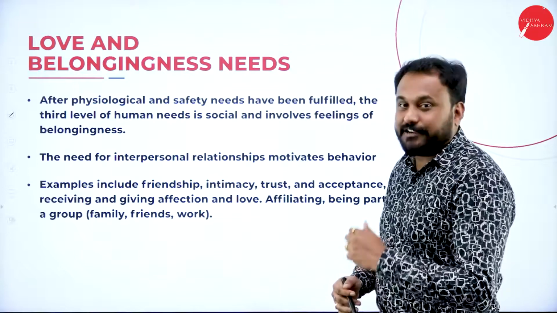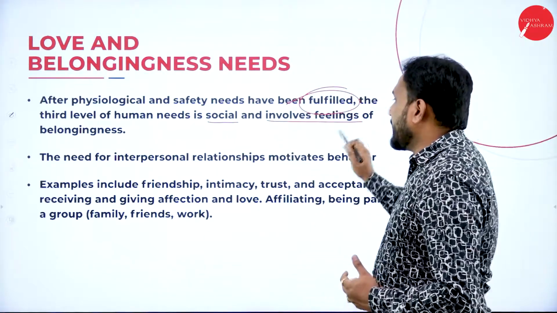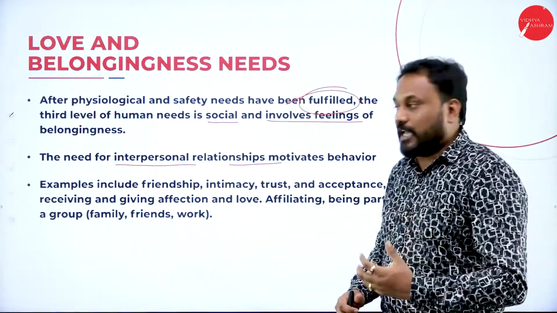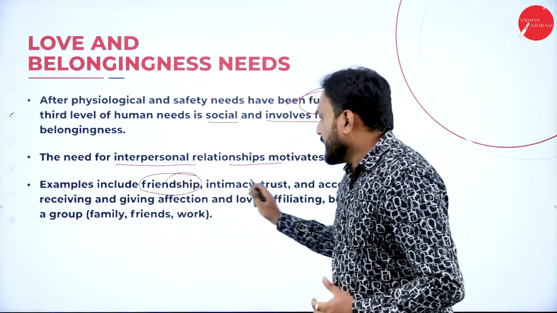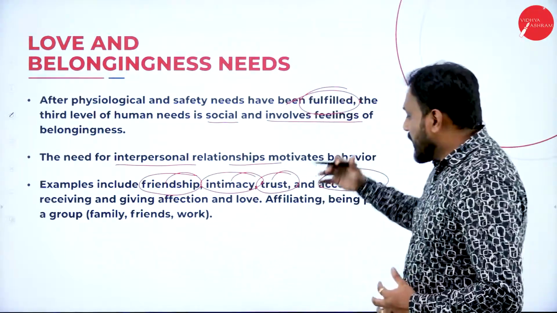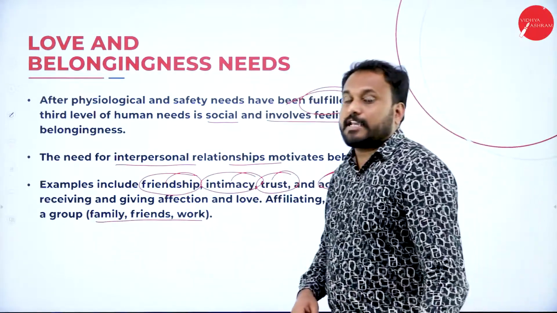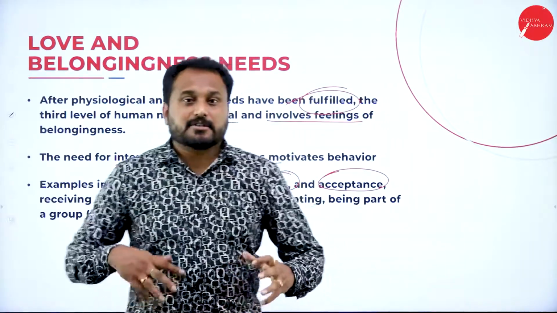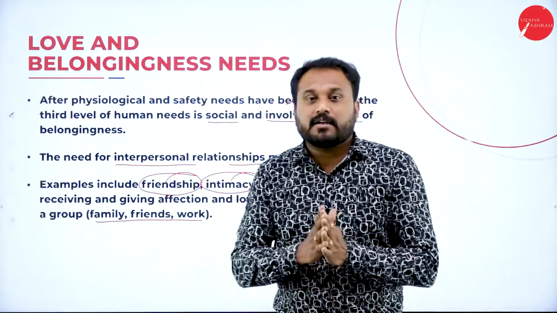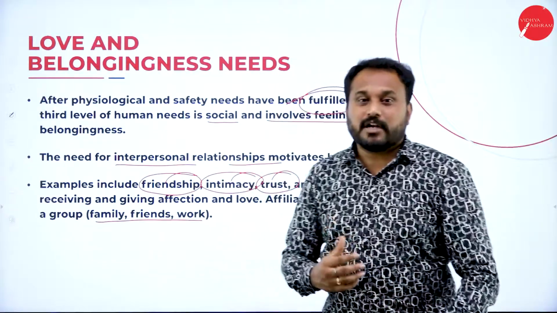Now after physiological and safety needs have been fulfilled, the third level of human need is social, and it involves feelings of belongingness. The need for interpersonal relationship motivates behavior. Examples include friendship, intimacy, trust and acceptance, receiving and giving affection and love, affiliating, being a part of a group, that is a family, friends or work. Many people feel they should enjoy all these things. After physiological is safety, and third is where you want to be a part of a society. So that is what you always go with.